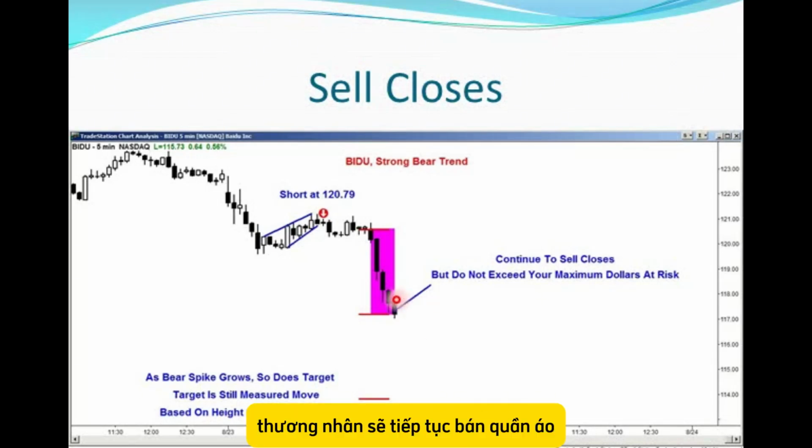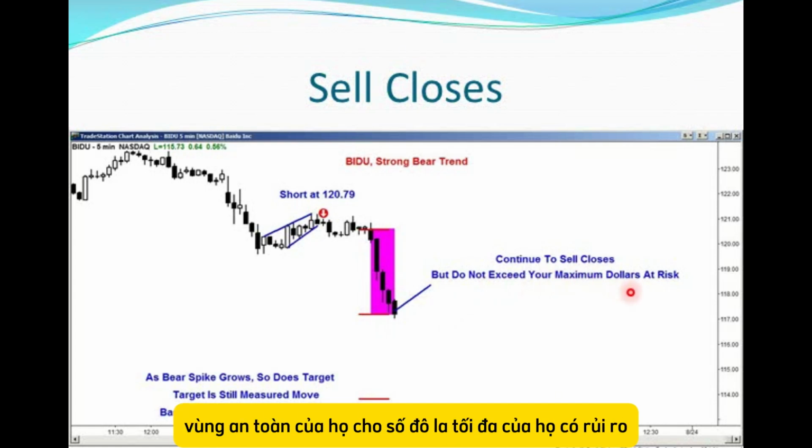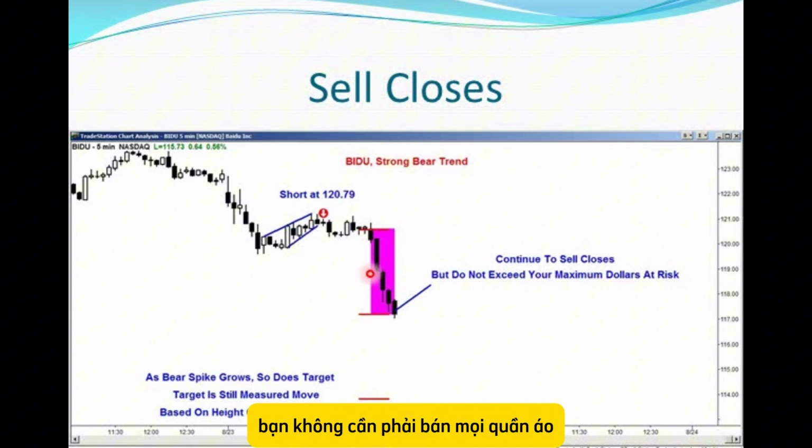Traders will continue to sell closes. They'll sell this close, they'll sell that close, they'll sell this close, they'll sell this close, but they'll make sure that they don't exceed their comfort zone for their maximum dollars at risk. You don't have to sell every close. You could sell 1, you could sell 2, you could sell 3, it doesn't matter. The market has a high probability of going down equal to a measured move based on the height of this spike from the open of the first bar to the close of the final bar.